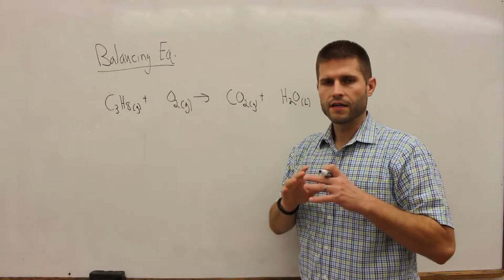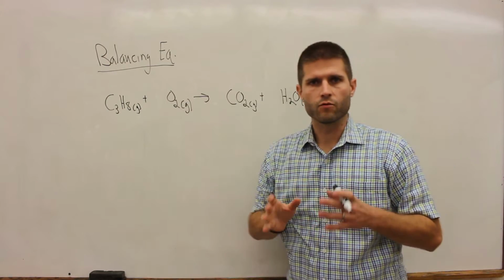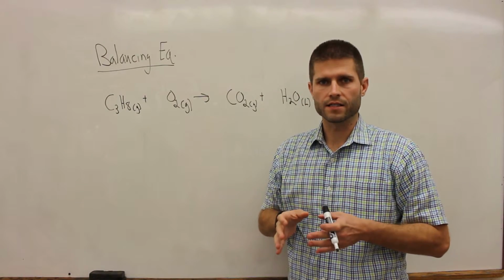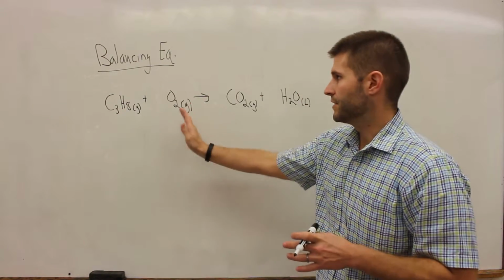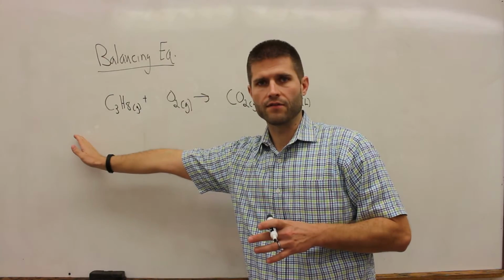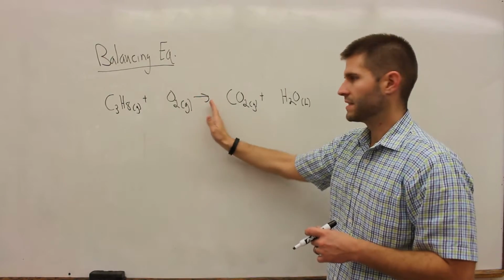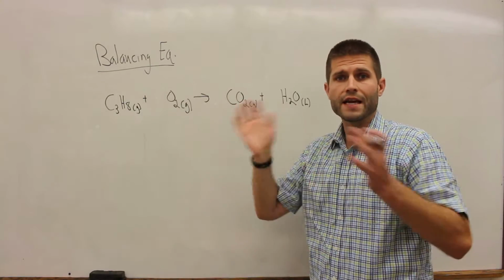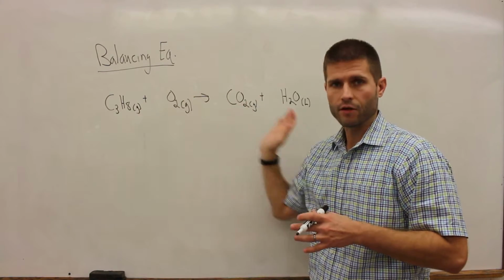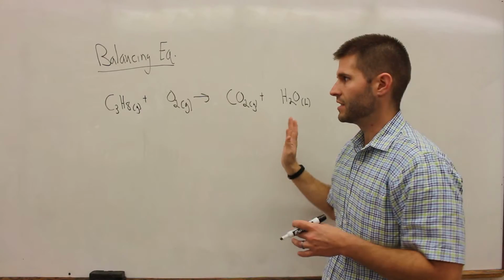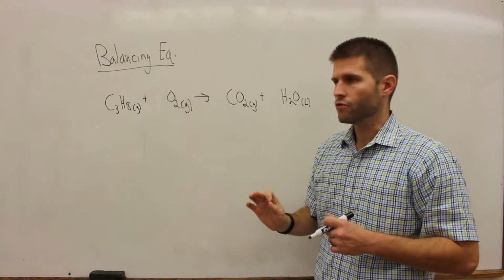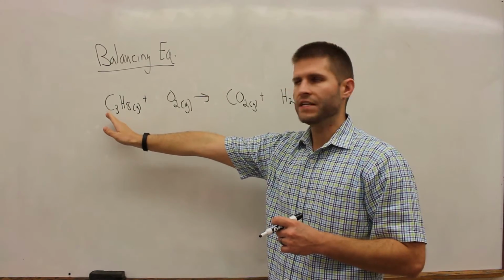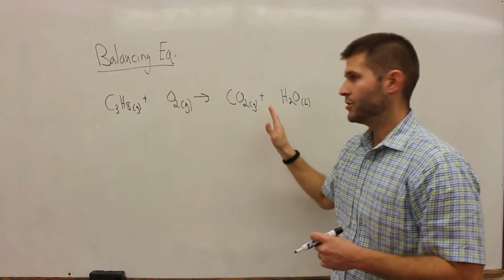Now there's a law in the world of chemistry called the law of mass conservation. What that says is that the total mass of everything on the left of the arrow needs to equal the total mass of everything on the right of the arrow. You can't create or destroy matter. The weight is going to be the same on both sides of this equation. In order for that to be true, we have to have the same number of each element on the left as we do on the right.